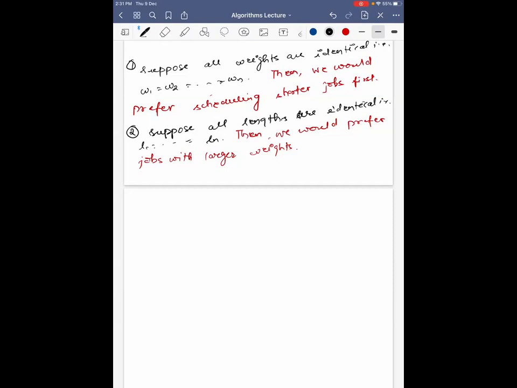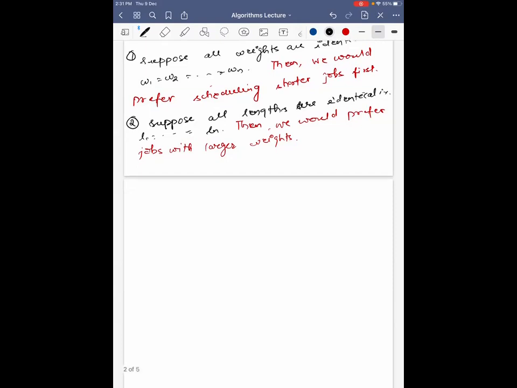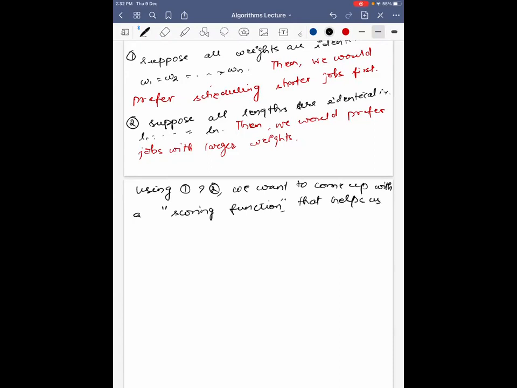Okay, so what we want to do is the following. Using 1 and 2, we want to come up with, let us say, a scoring function that helps us with our decision.